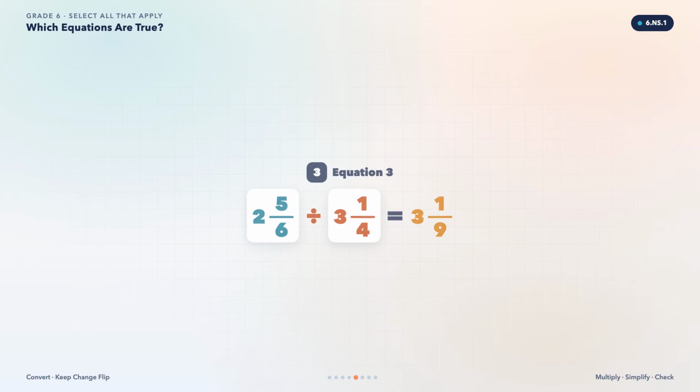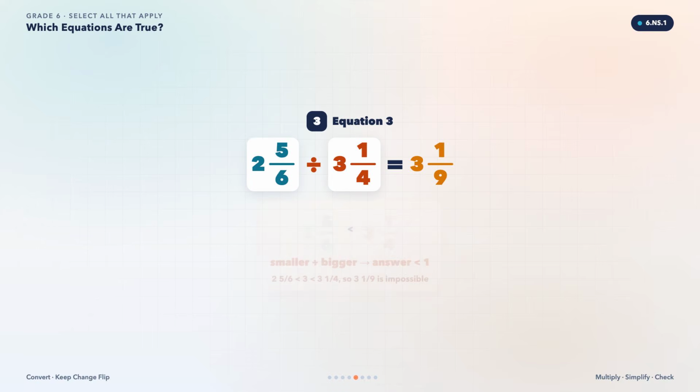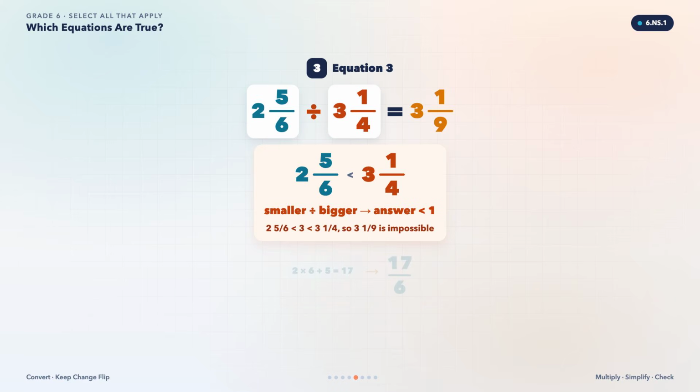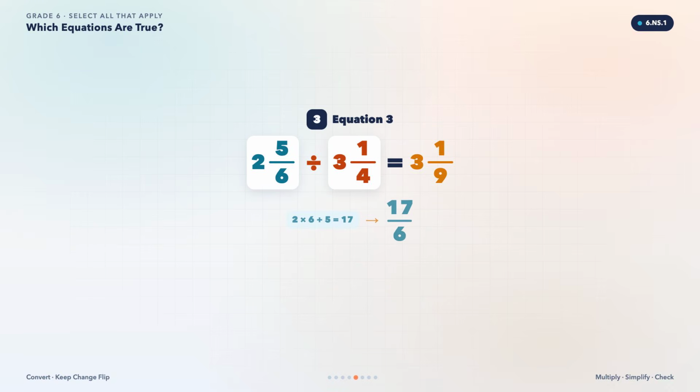Equation 3. 2 and 5/6 divided by 3 and 1/4 equals 3 and 1/9. Pause. Before we calculate, does that even make sense? 2 and 5/6 is smaller than 3. 3 and 1/4 is bigger than 3. If you divide a smaller number by a bigger number, the answer must be less than 1. But they wrote 3 and 1/9. That's bigger than 3. That's impossible. We'll still finish the math so you can see the real answer.